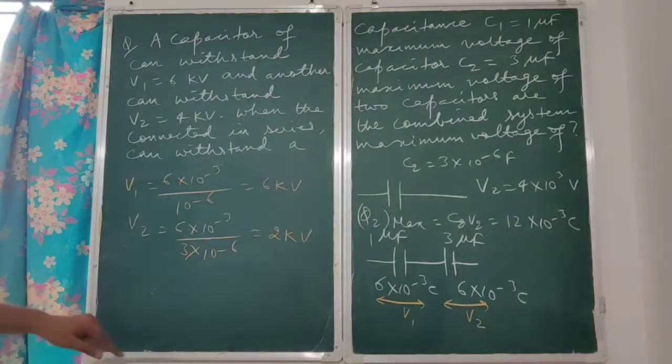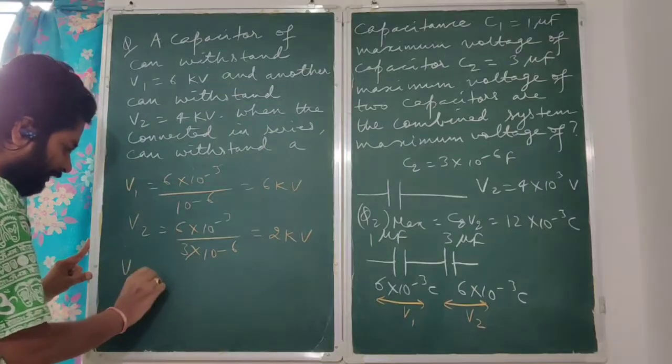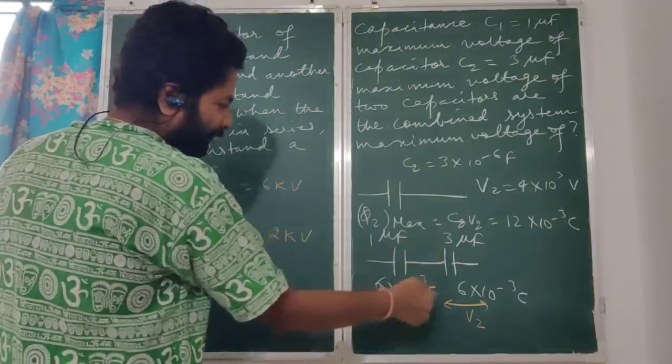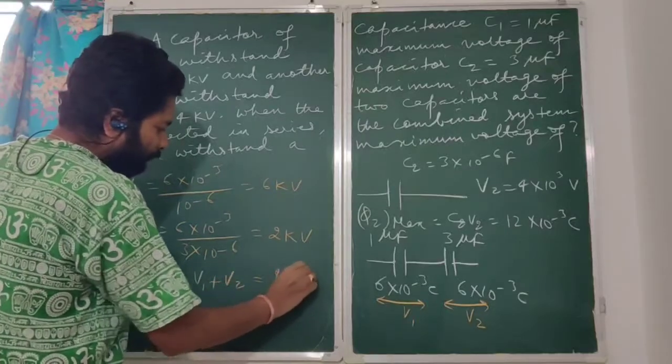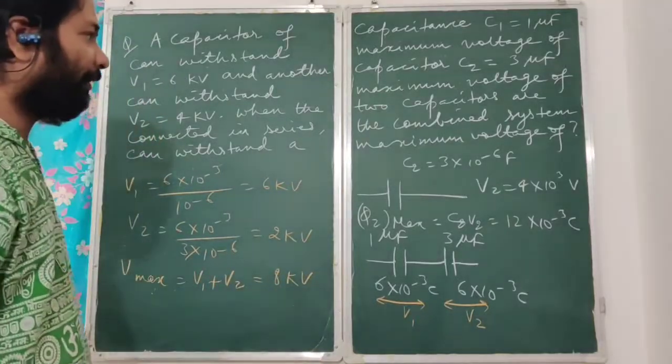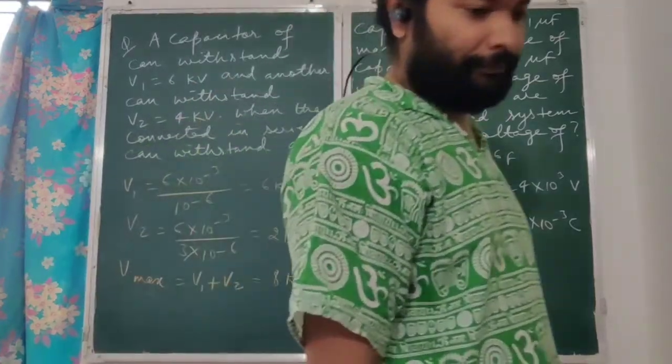So what is the maximum voltage which can be sustained by these two capacitors in series? It will be V1 plus V2, and that will be equal to 8 kilovolt. So the answer will be 8 kilovolt.